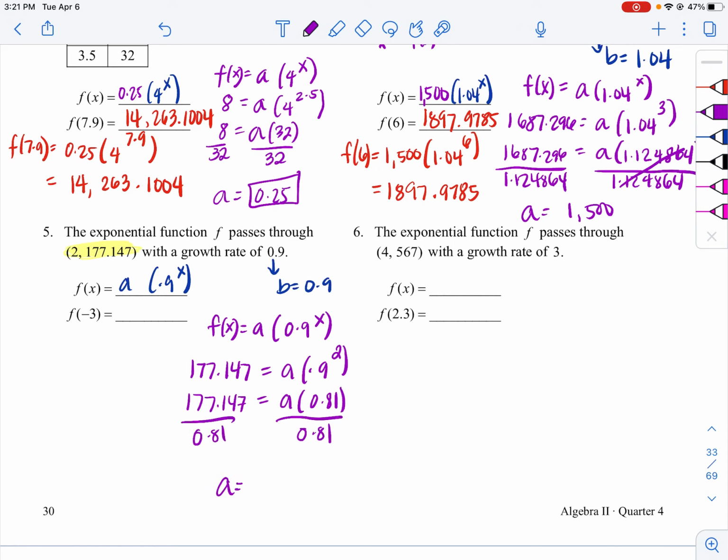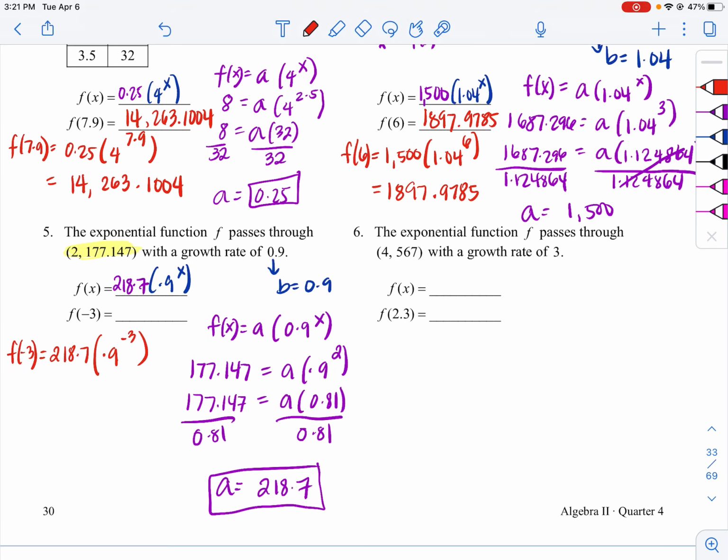Your A value is going to be, even the A value for this one is not nice. So let's erase this blue A and let's change that to 218.7. Okay. Now, what else? We are going to solve for f of negative 3. F of negative 3 is equal to 218.7 times 0.9 to the power of negative 3.